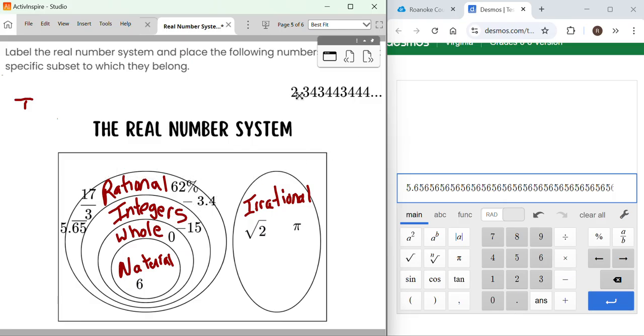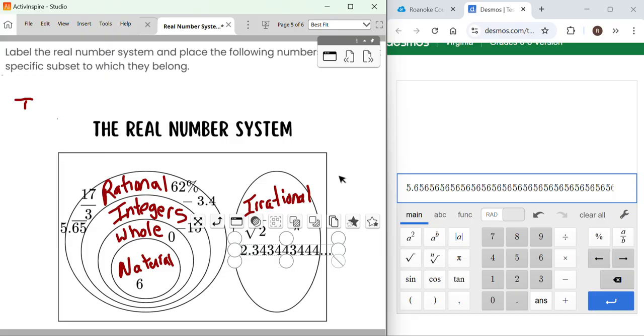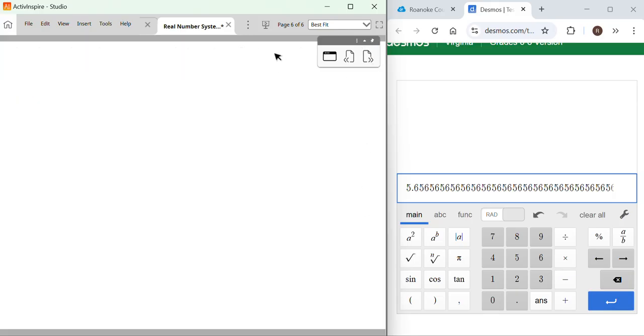And then finally, we have a number 2.34344. It is repeating, but it is not repeating in a neat pattern. This is a progressive pattern. It only comes over here if it repeats in a neat pattern. So this is definitely irrational because it's going to keep going forever. All right? And that's the real number system.